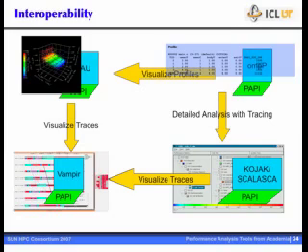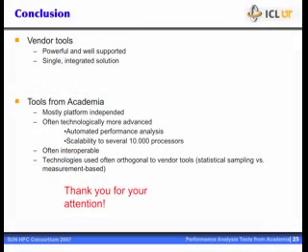Both Tau and KOJAK do tracing, and what you can actually do is take the traces which you generate by KOJAK and SCALASCA or by Tau and visualize those traces, even for OpenMP, in Vampir. Vampir then allows you to see in a very detailed way what's going on in your OpenMP execution.